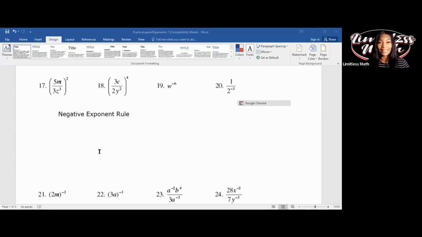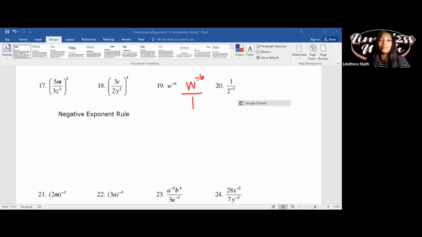There are two possible places an exponent could be. It can be on top of the fraction, it can be on the bottom of the fraction. If it is negative, it is not happy where it is, and it needs to switch positions. So let's look at number 19 to make this example clearer. Right now, I don't see a fraction. I just see w to the negative 6. But even when you don't see a fraction, it's there, just like number ones are always there. So what we really have is w to the negative 6 over 1, right? If we wanted to write it as a fraction.